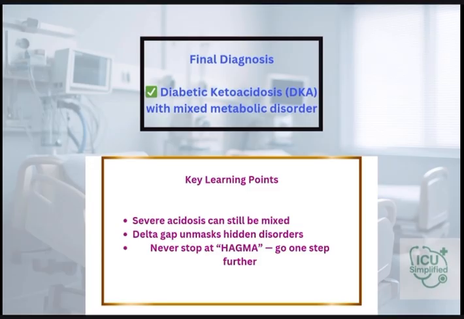This case highlights a few important learning points. Even severe metabolic acidosis can be mixed, and we should never assume a single disorder without checking further. The delta gap is especially useful because it helps unmask hidden metabolic disorders that may not be obvious on initial interpretation. And finally, we should never stop at simply labeling a case as high anion gap metabolic acidosis. Going one step further allows us to make a more accurate and complete diagnosis.